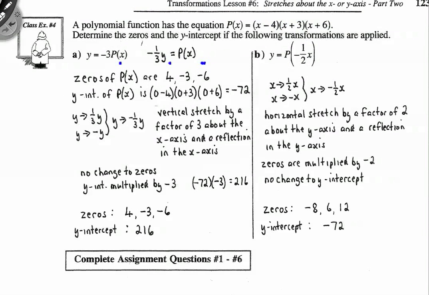Okay, last example here. Polynomial function has this equation. Determine the zeros and the y-intercept if the following transformations were applied. Okay, so we're starting with this, and instead of p of x, we've got negative 3 p of x. So a reflection in the x-axis, as all the y's are becoming negative, and looks like a vertical expansion by 3. So zeros of p of x at the moment are 4, -3, and -6 to begin with, as you have up here.